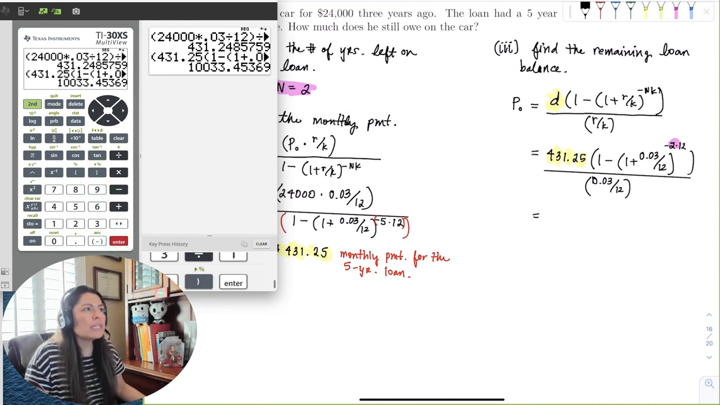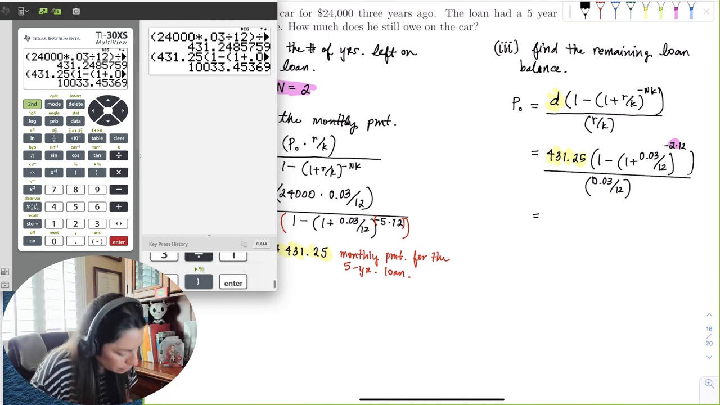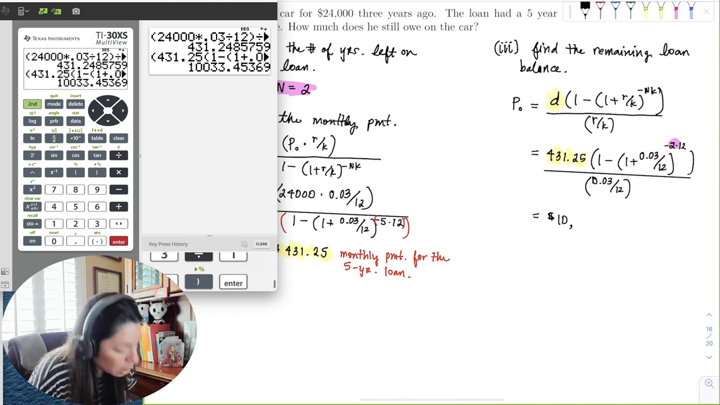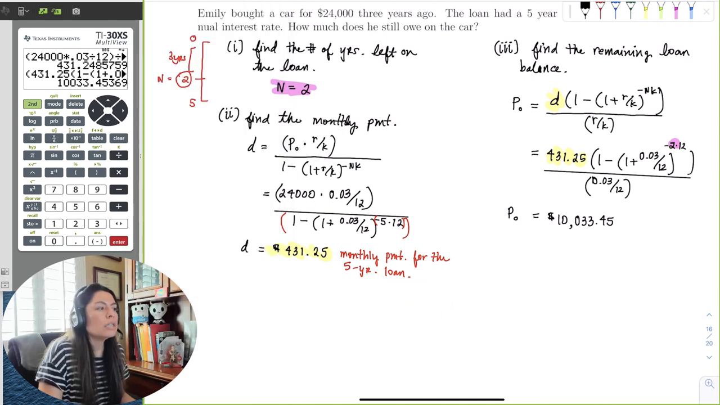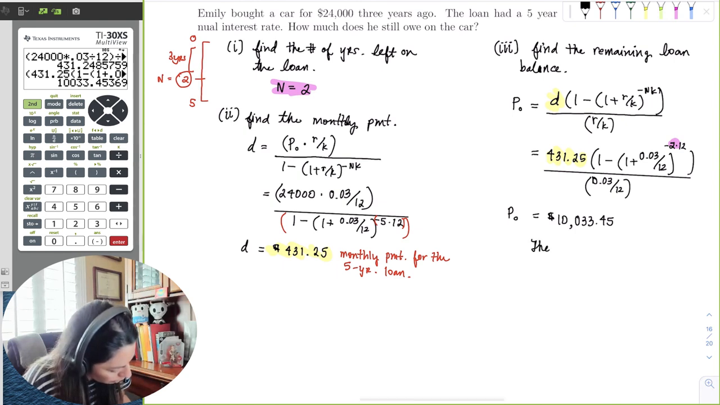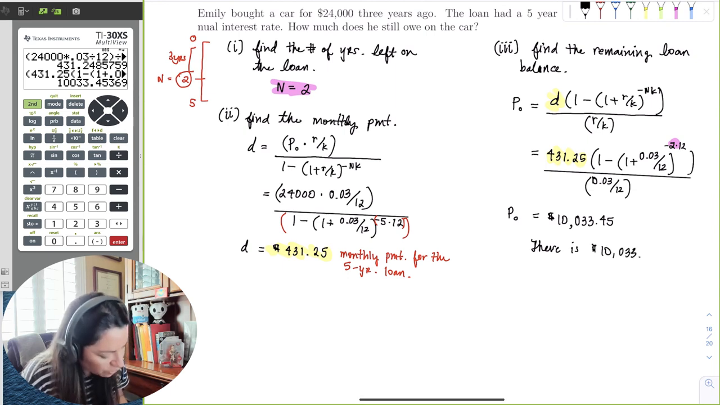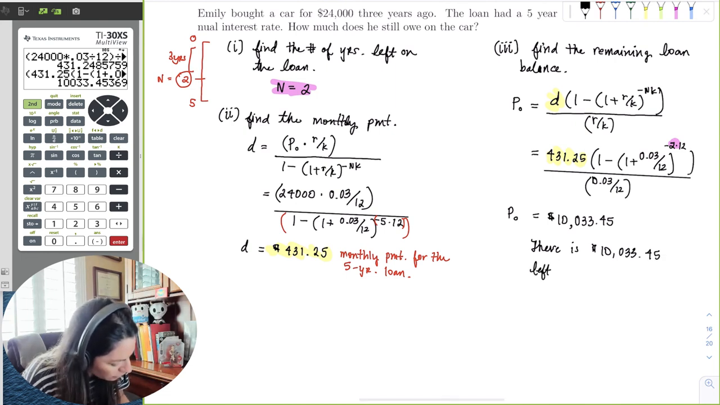So I get $10,033.45. So we would say that there is $10,033.45 left on a 5-year loan originally $24,000 at 3% interest.